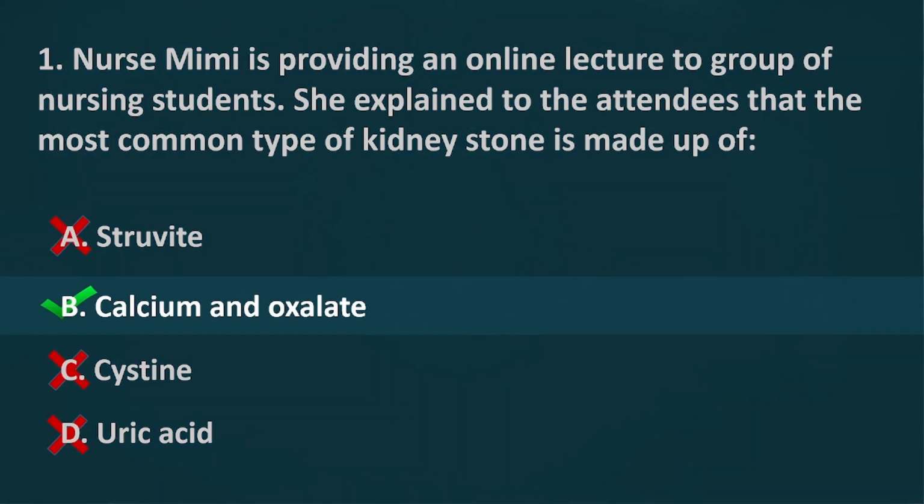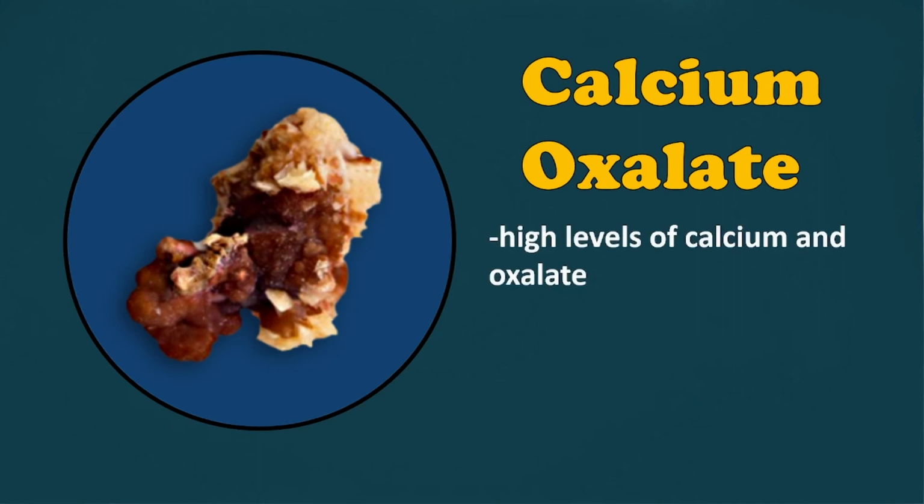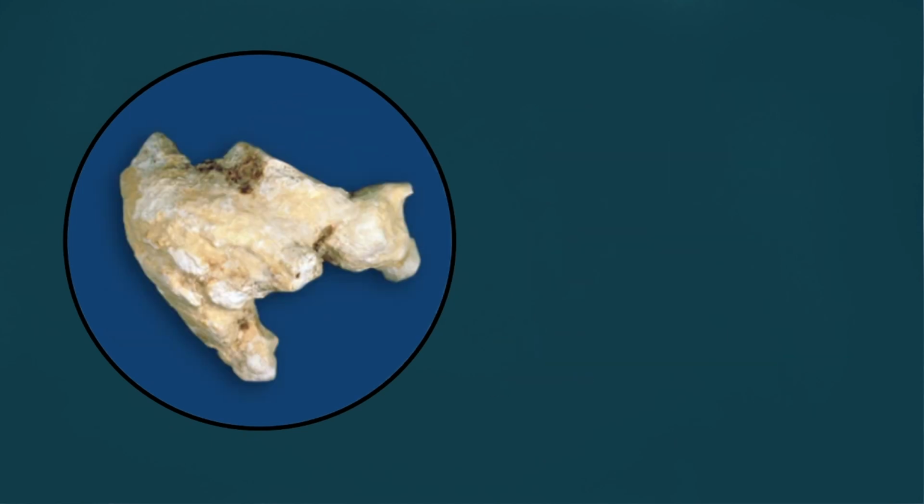The correct answer is letter B. Calcium oxalate. There are 4 major types of kidney stones. The most common type is calcium and oxalate. They are formed when there are high levels of calcium and oxalate in your bloodstream. These minerals are mainly found in nuts and grains. This type of stone is considered to be the hardest.